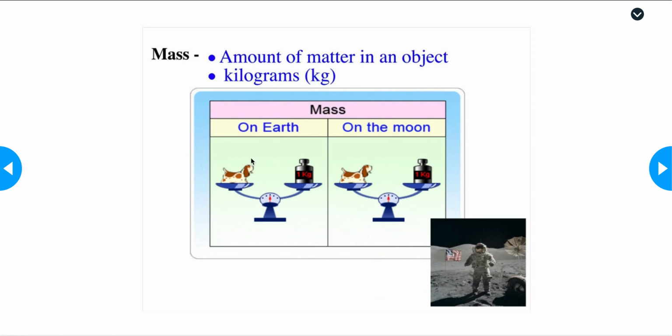So right here, if on Earth we have a toy dog, it has a mass of 1 kilogram. If we move that toy dog to the moon, it will still have a mass of 1 kilogram. This is because the amount of atoms, the amount of matter in the toy and the weight, or this metal piece here, has not changed. It's the same number of atoms, same amount of matter, whether it's on the Earth or on the moon. Even if the gravity does change, the amount of mass does not.